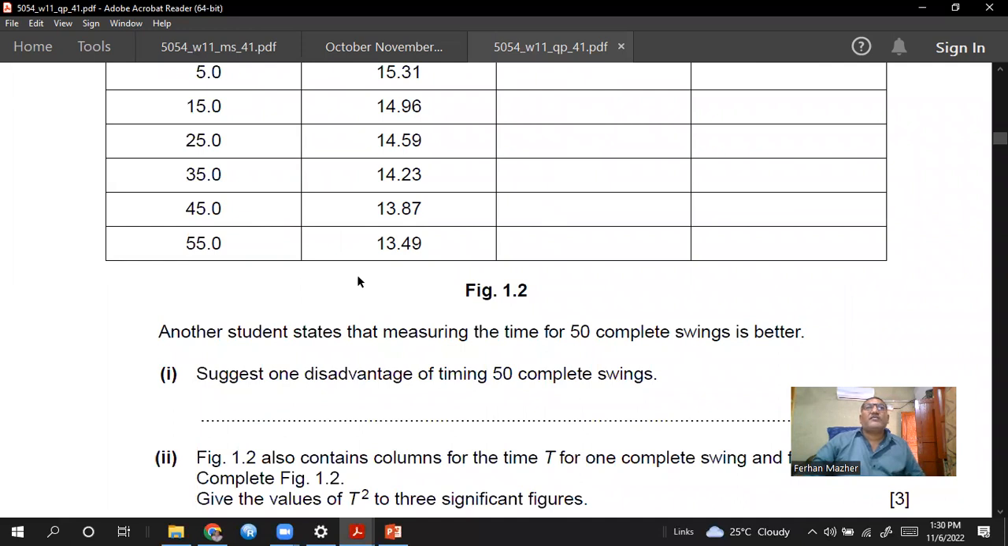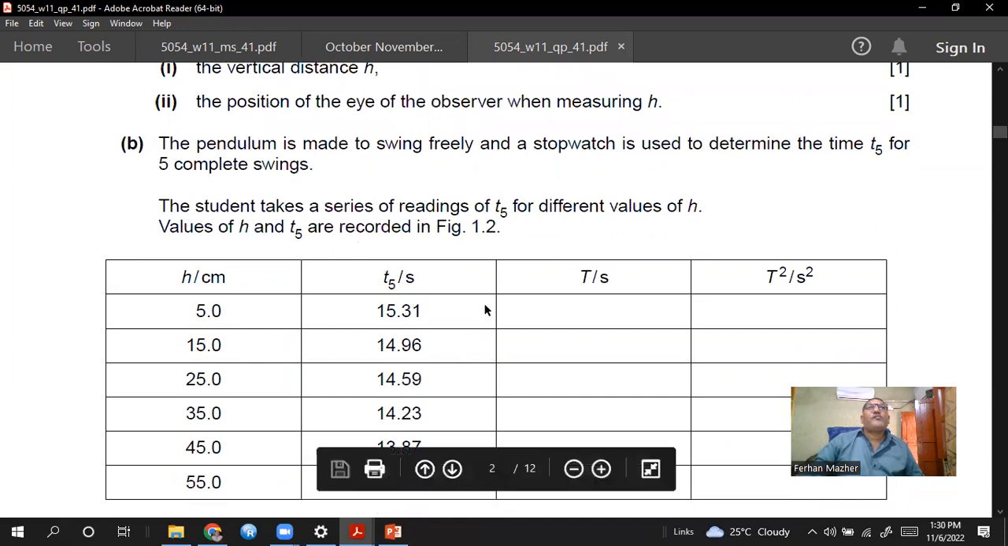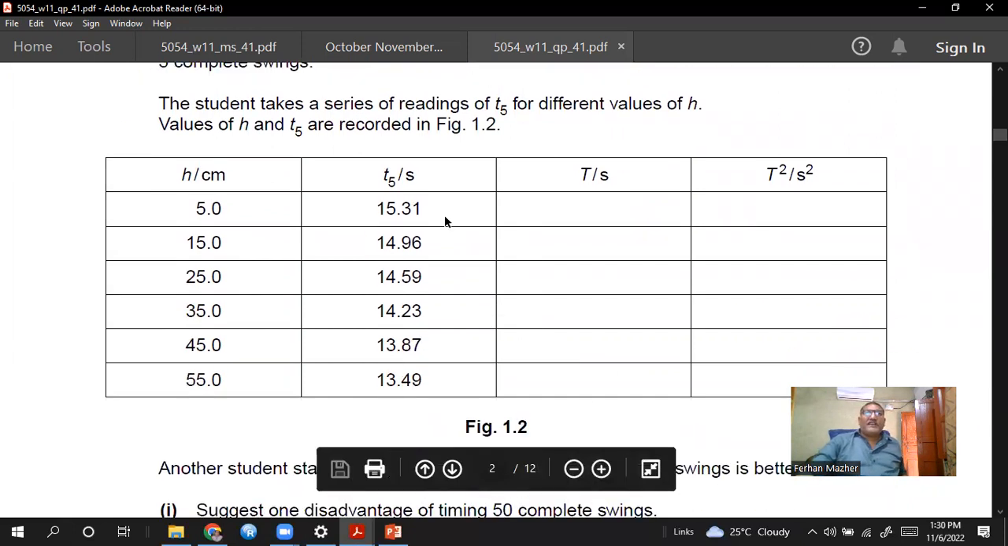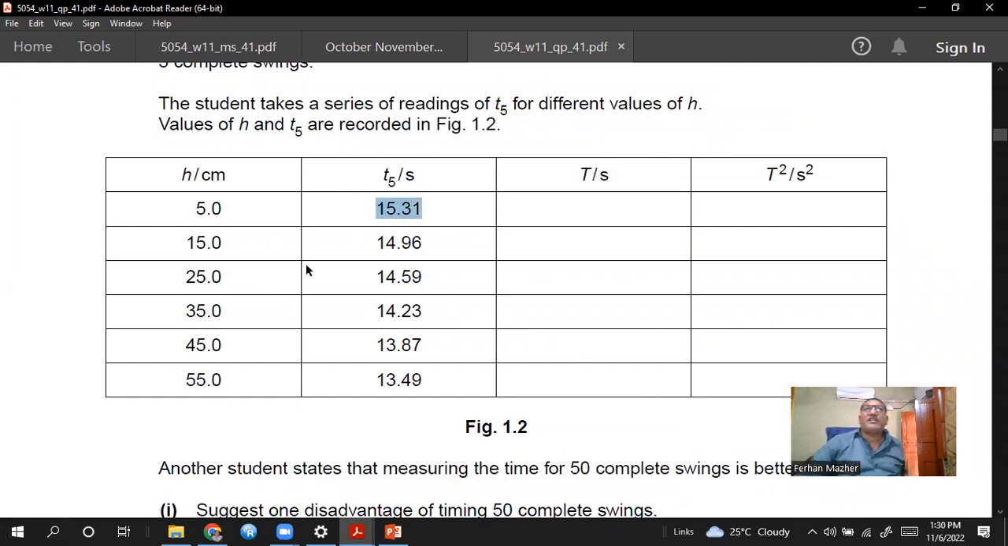Another student states that measuring the time for 50 complete swings is better. But first of all, we have to complete this. This is the time for the 5 swings. So what you will do is divide it by 5, and you will get the value of T.